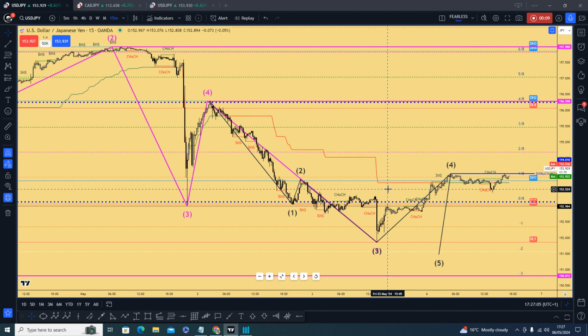Today I want to see if we can trade the US dollar Japanese yen live. Also, this is going to be a little bit educational for those that are still progressing on their journey to becoming a consistently successful trader.